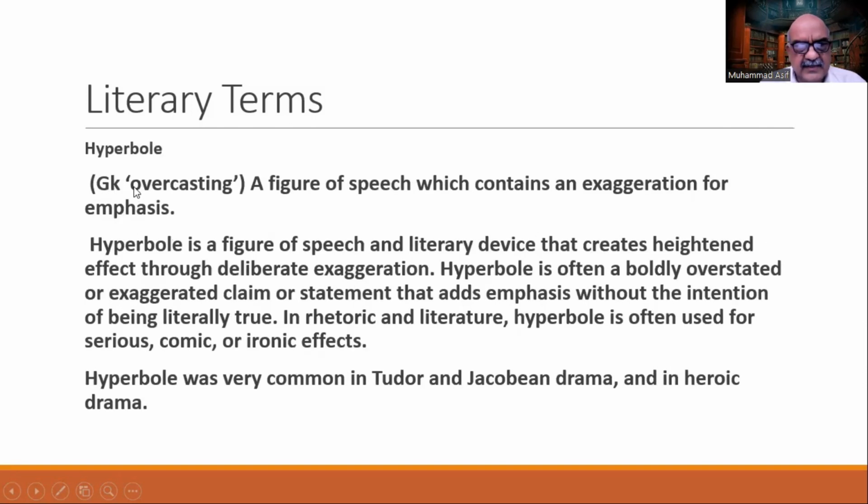Hyperbole, in Greek means overcasting, a figure of speech which contains an exaggeration for emphasis. Hyperbole is a figure of speech and literary device that creates heightened effect through deliberate exaggeration. It is often a boldly overstated or exaggerated claim or statement that adds emphasis without the intention of being literally true. In rhetoric and literature, hyperbole is often used for serious, comic or ironic effects. Hyperbole was very common in Tudor and Jacobean drama and in heroic drama.